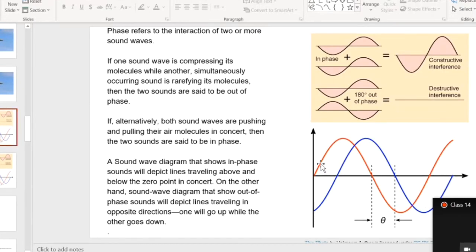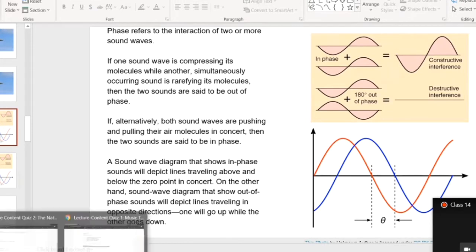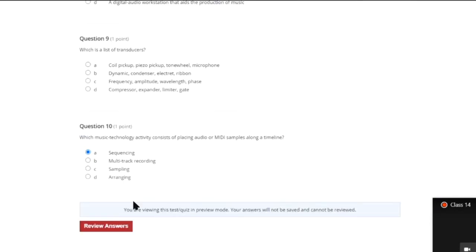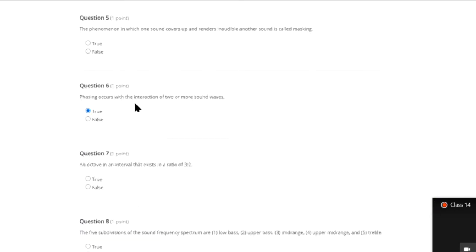Right, you have a sound that is sort of offset with its neighbor, and that results almost 100% of the time in distortion. All right. So phase is the interaction of two or more sound waves.